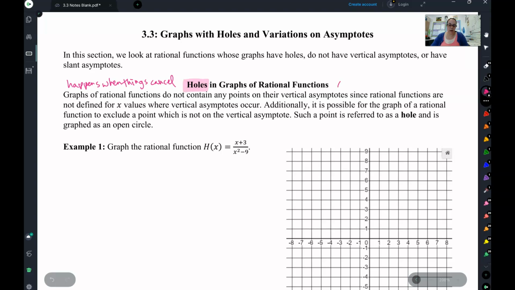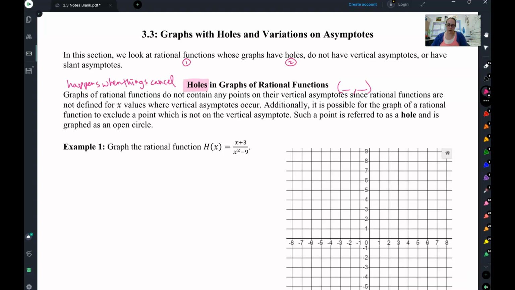Now, we always write our holes as coordinate points, x, comma, y. And then we go to that point, say 2, 5, and we graph an open circle. That's how we graph holes. So let's talk about actually finding holes. Finding holes is 2 steps.